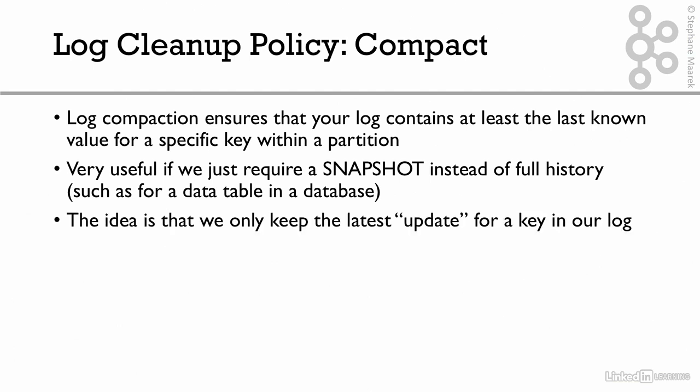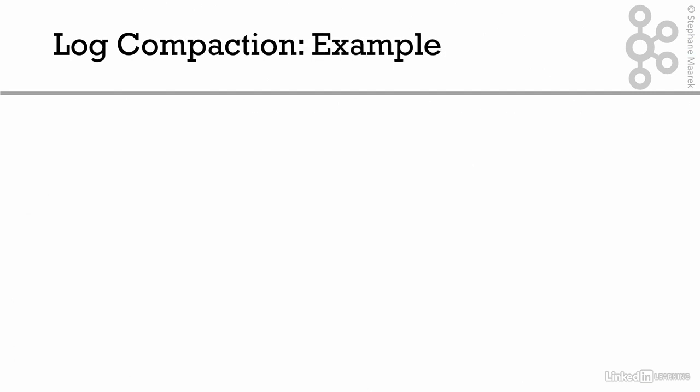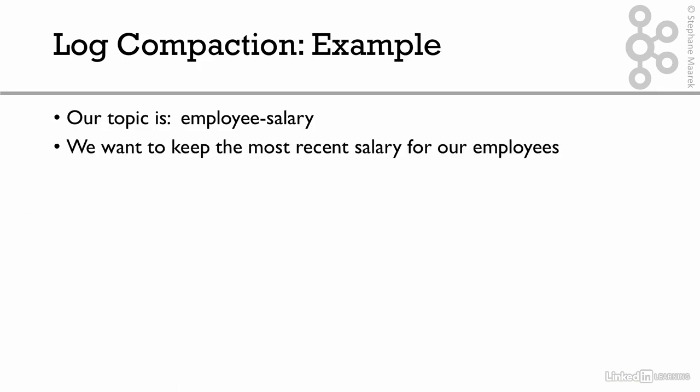So the idea is that we want to keep in Kafka only the latest update for our key in our log. That means that we basically want to keep the most recent and most valuable information. So you may say, why would I ever want this and how does that work? Okay, so let's go through an example. We'll take a topic, and our topic is employee salary. And we want to keep the most recent salary for our employee. We actually don't really care about knowing old salaries.